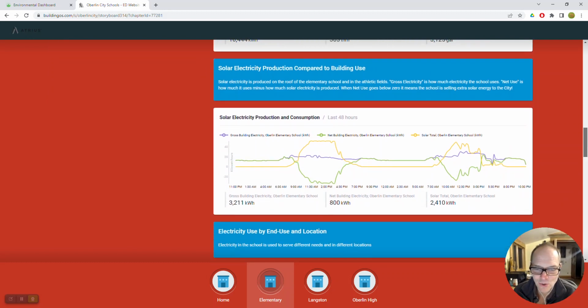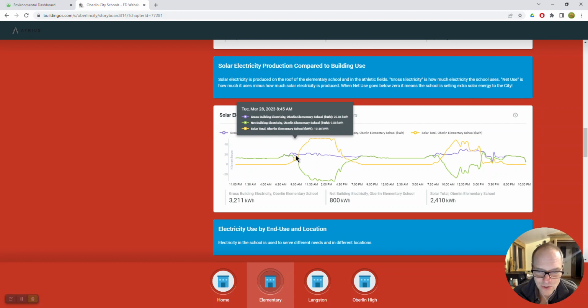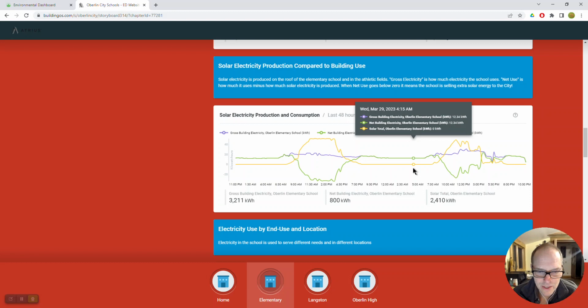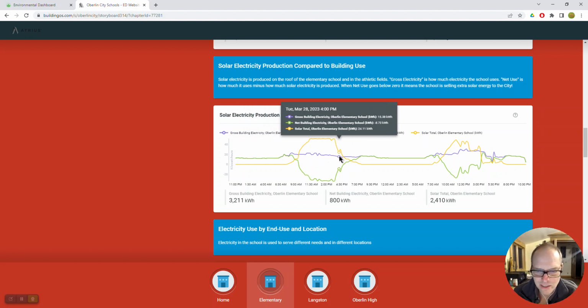And then this is a cool one because this one is the only one that's got solar energy in it because they've got solar energy on their roof, and then the solar array in the back of the field feeds into this school too. So this is kind of interesting. The yellow one here is solar energy production. The purple one here is gross energy use. So it's how much electricity is being used inside the building. But then the green one is net use. So that's what's being read at the meter.